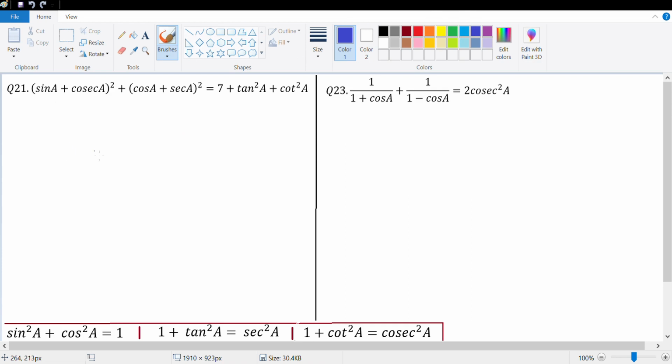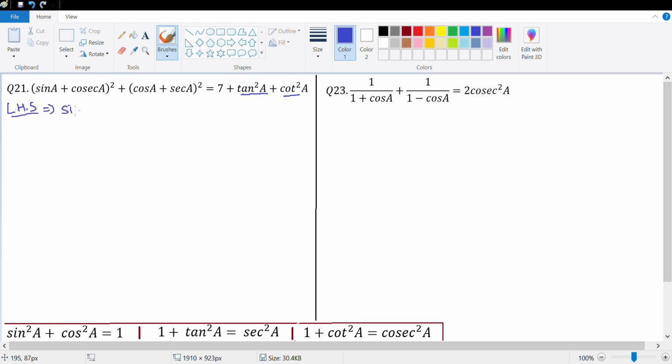It says (sin a plus cosec a) whole square plus (cos a plus sec a) whole square, and on the right hand side I need to reach tan and cot. So I notice that I have on the left hand side no square relationships. If I square this term the way it is given, only then will I get cosec square. So let's work with the left hand side, and let's square this.